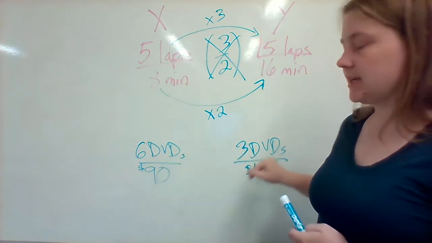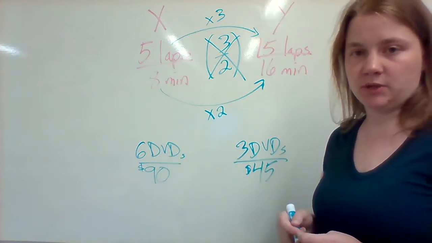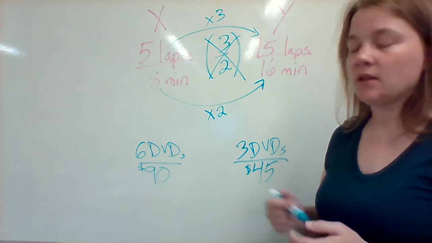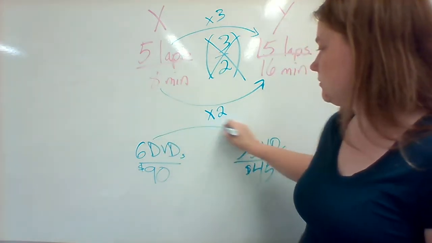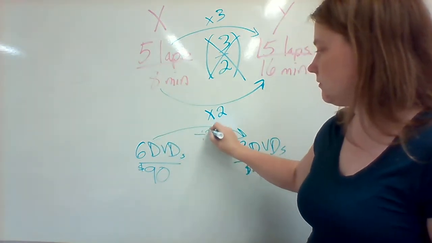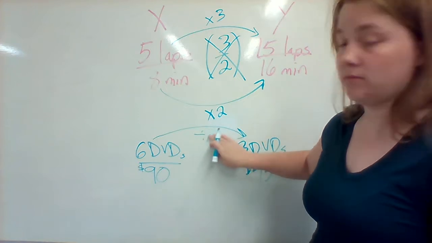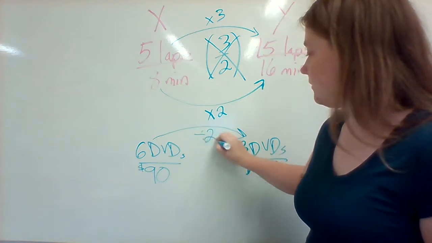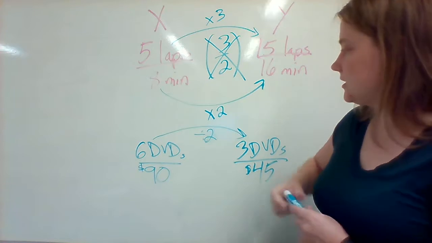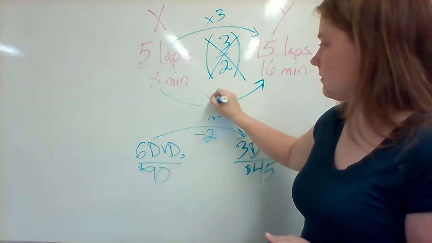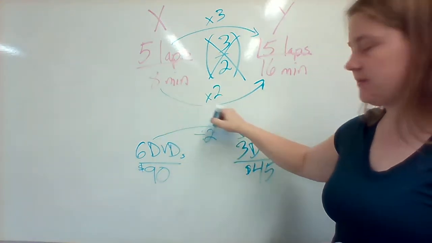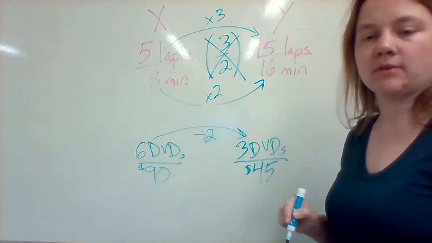How do I go from 6 to 3 using multiplication or division? If you're saying I would divide by 2, that's the 3. I said 2. You said divide by 2, you'd be correct, because 6 divided by 2 is 3.